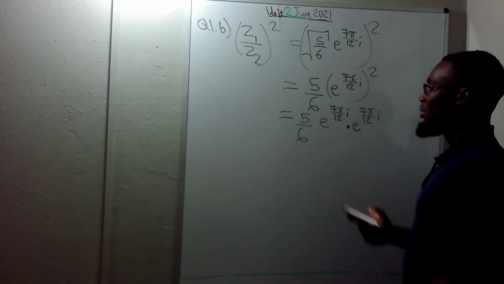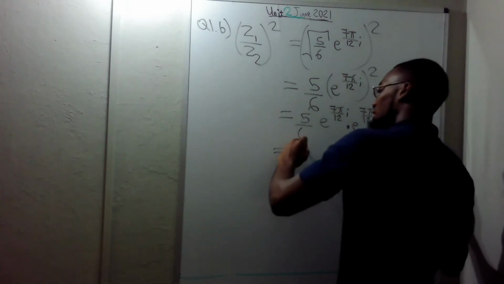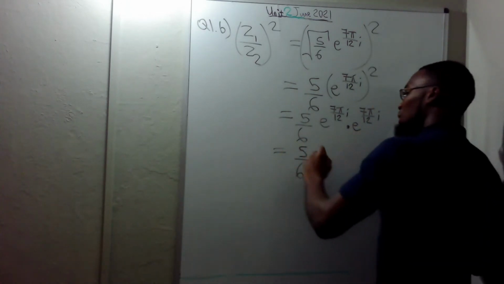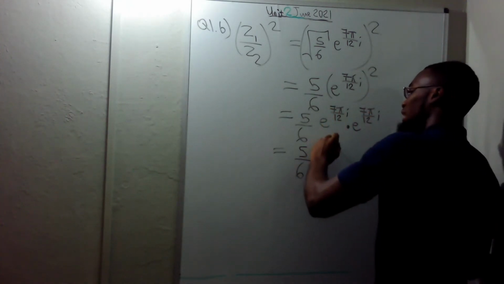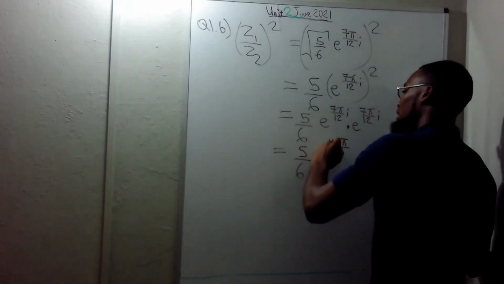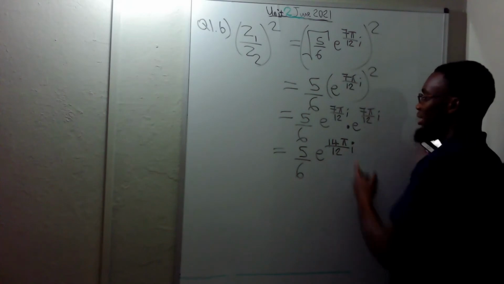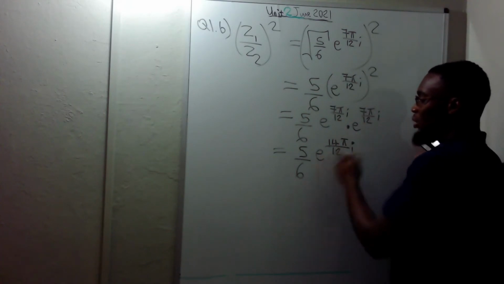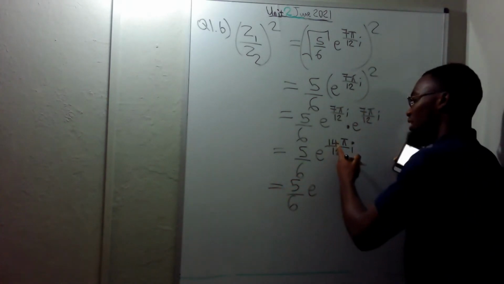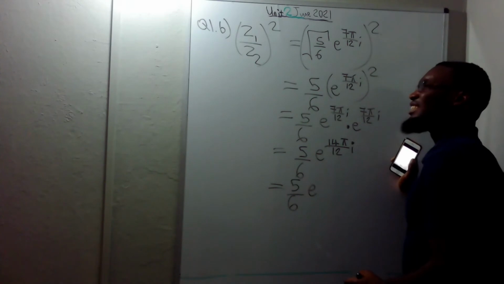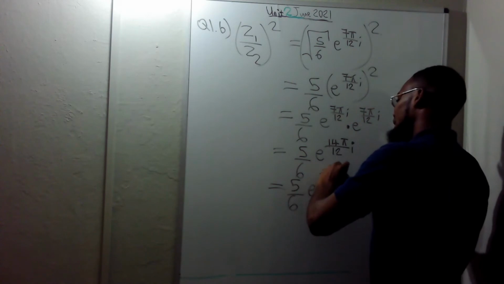When you're squaring something, you're multiplying it by itself. But when the bases are the same, we add the powers. So we get 5 over 6, add the powers, e to the 7 pi plus 7 pi is 14 pi over 12 times i. We'll add them, and what we end up getting is 5 over 6 e to the 14 over 12, which is 7 over 6, pi times i.